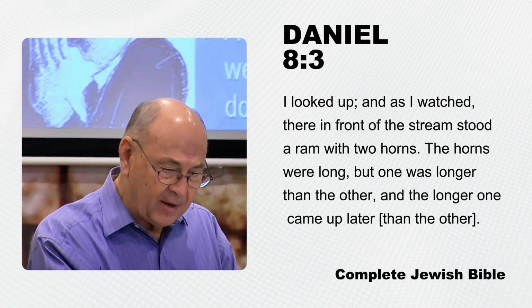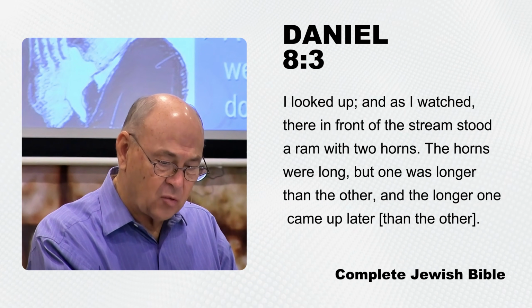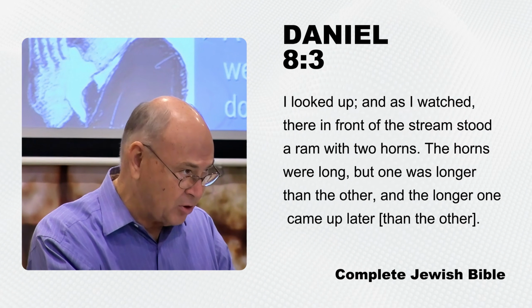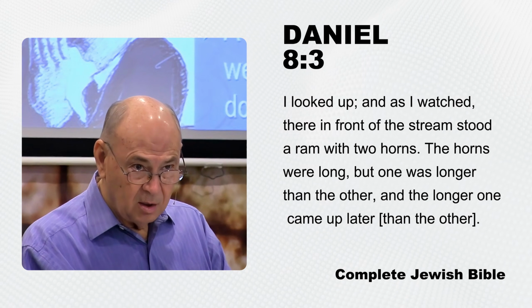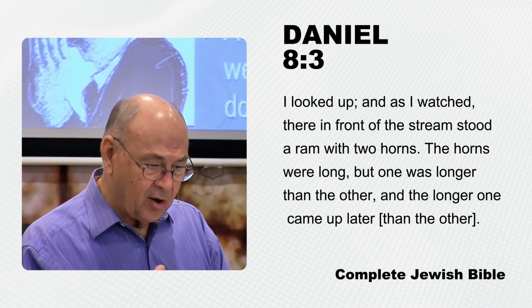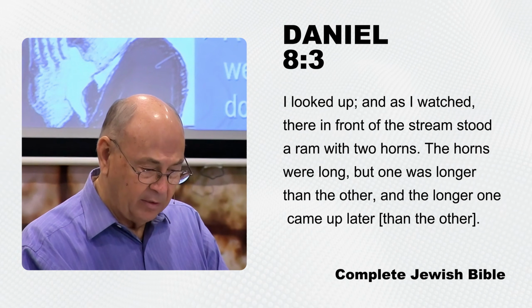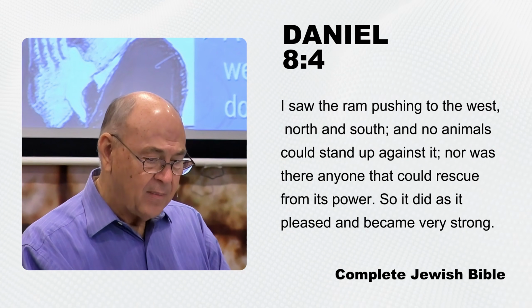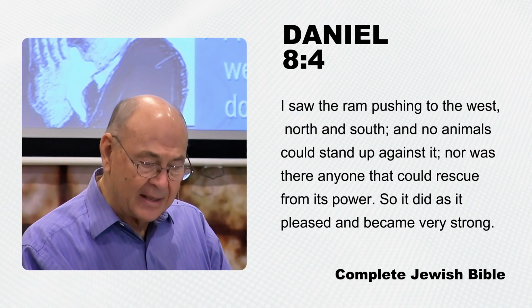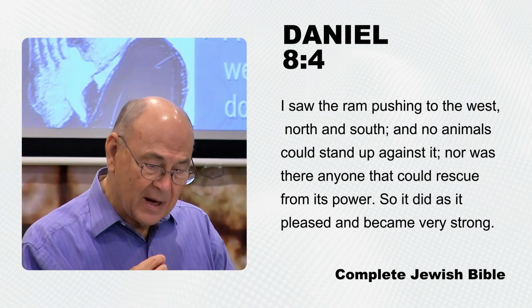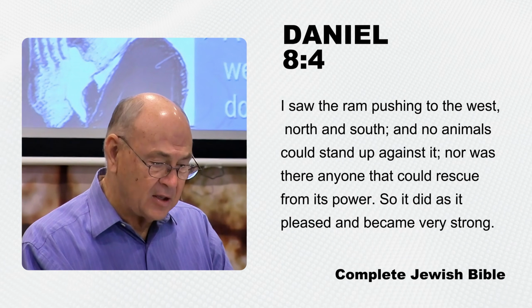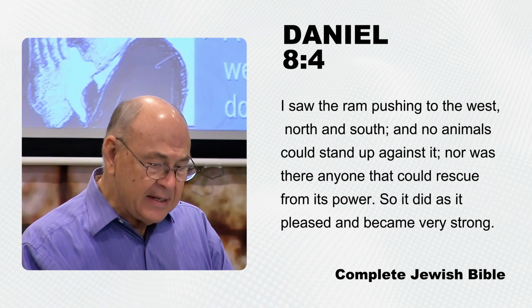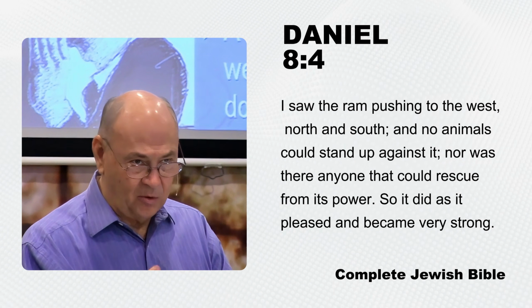I looked up, and as I watched, there in front of the stream stood a ram with two horns. The horns were long, but one was longer than the other, and the longer one came up later than the other. I saw the ram pushing to the west, north, and south, and no animals could stand up against it, nor was there anyone that could rescue from its power. So it did as it pleased, and it became very strong.